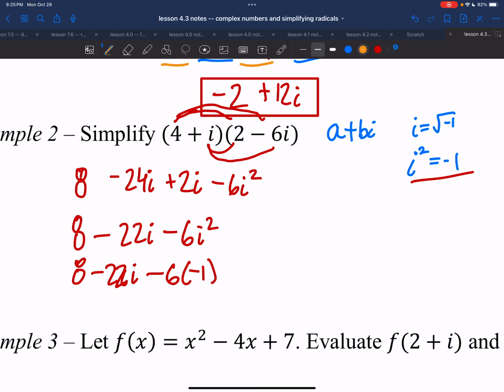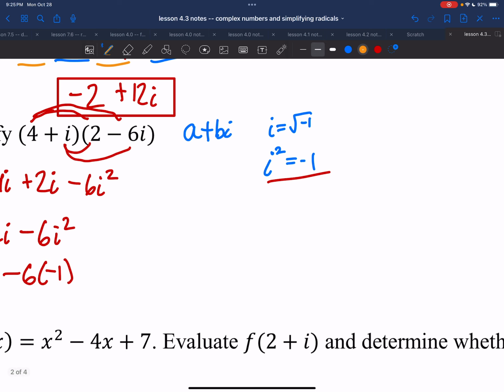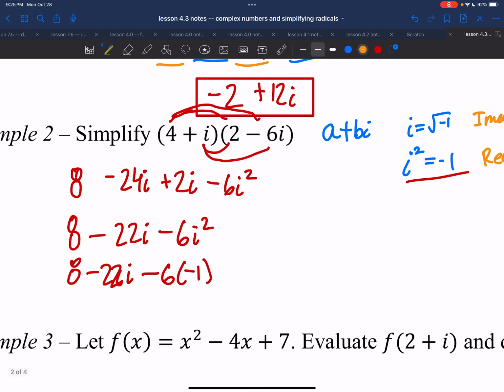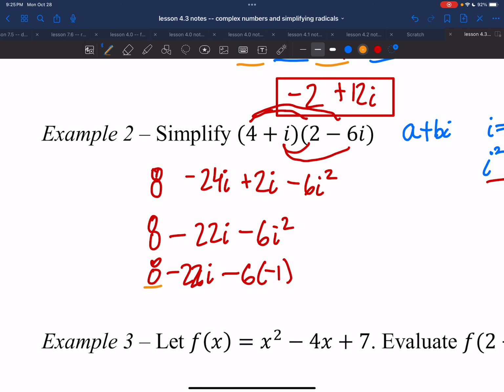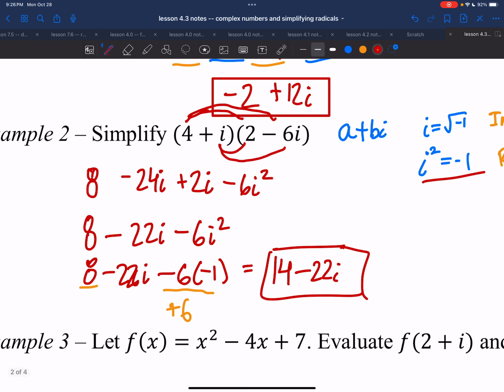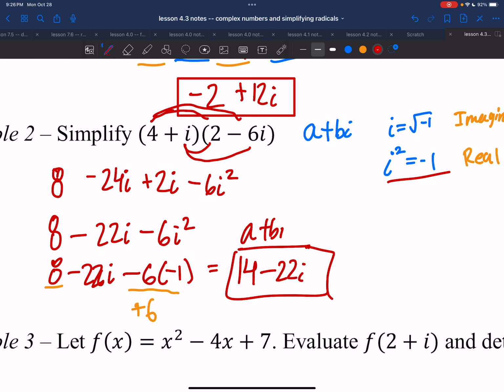This is notable because i itself is imaginary, but i squared, negative 1, is a real number. This is interesting. So then 8, and then negative 6 times negative 1 is positive 6. So 8 plus 6 is 14. And so you have your complex number. See how it's of the form a plus bi, real plus imaginary? All of our numbers can be written that way.